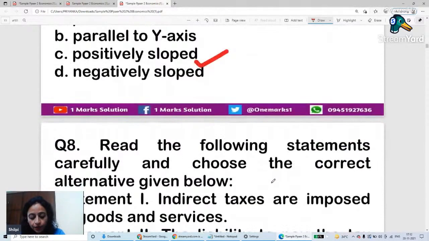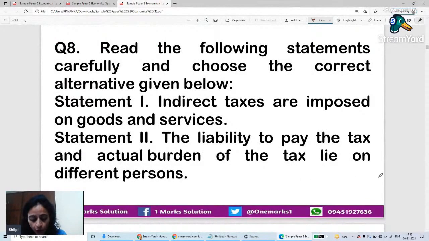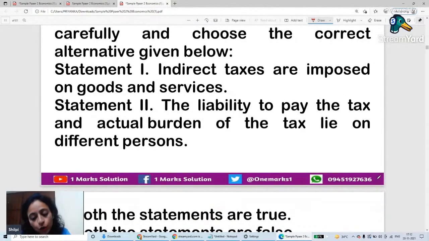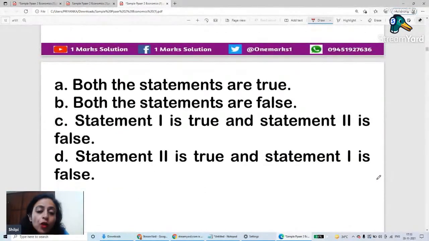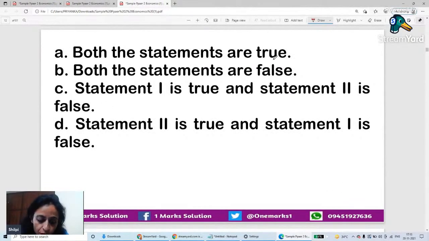Now question number 8. Again, it is a statement type question. Statement 1 says indirect taxes are imposed on goods and services. Indirect taxes are the taxes which are indirectly paid by the consumers but which are levied on the producers. So this statement is true. Statement 2 says the liability to pay the tax and the actual burden of the tax lie on different persons, which is again very true. The tax is levied on the producer, but the burden is shifted to the consumers. So statement 2 is also true. We'll go for option A in this question. Both the statements are true.